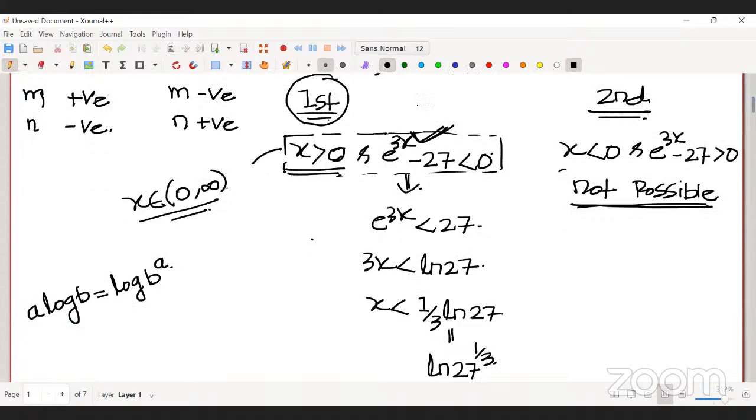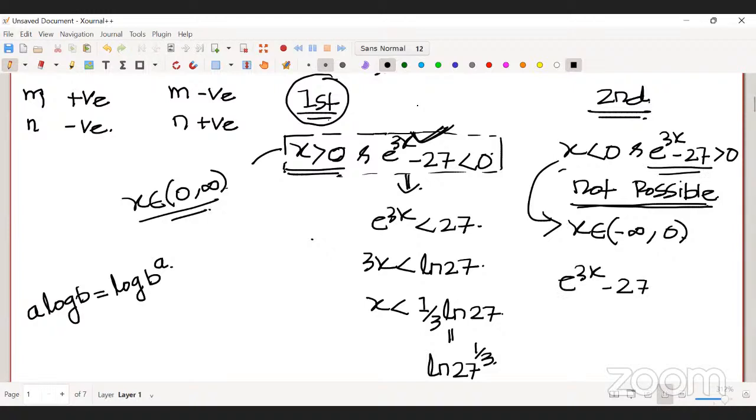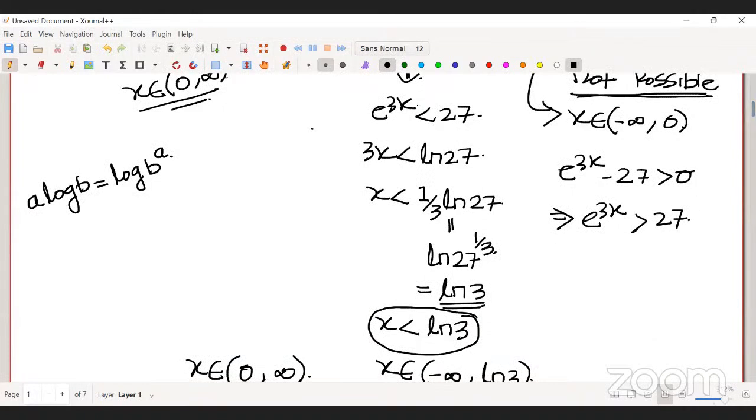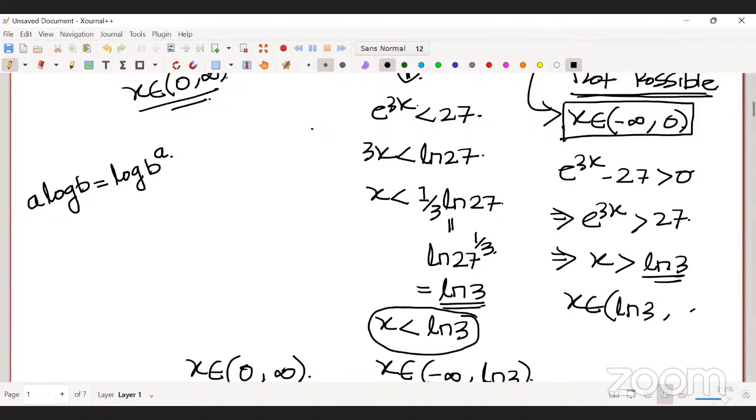It's pretty easy. As you can see, this means x is in between -infinity and 0, and this implies e^(3x) - 27 is greater than 0, right? That means e^(3x) is greater than 27, which is the same as x greater than ln 3. So from the first one you are getting x in between -infinity and 0, and from the second one you are getting x from ln 3 to infinity, right?